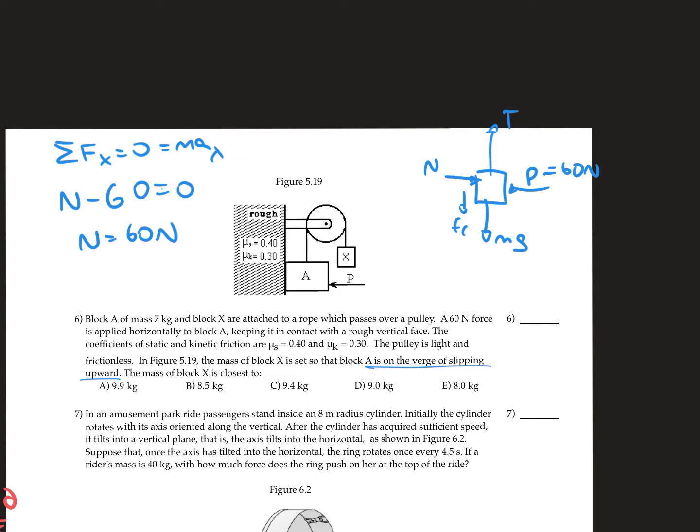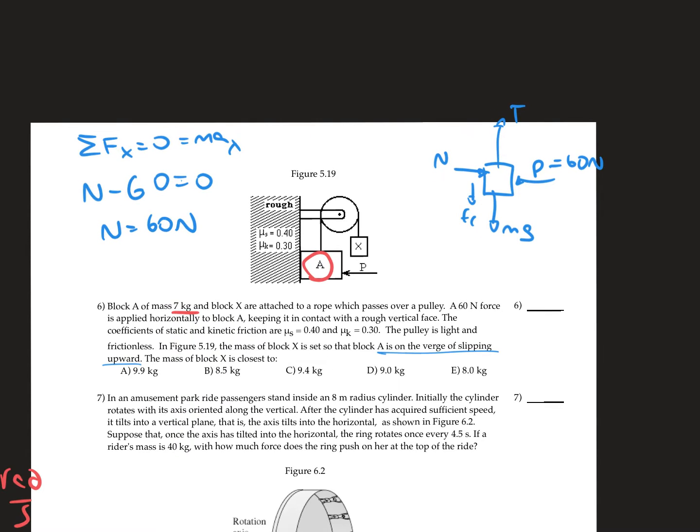In this problem, we know the following. The mass of A equals 7 kilos and is attached to the block X with the help of a rope which passes over a pulley. Then it says a 60 Newton force is applied horizontally to block A, which is shown right here, and keeps it in contact with a rough vertical face.